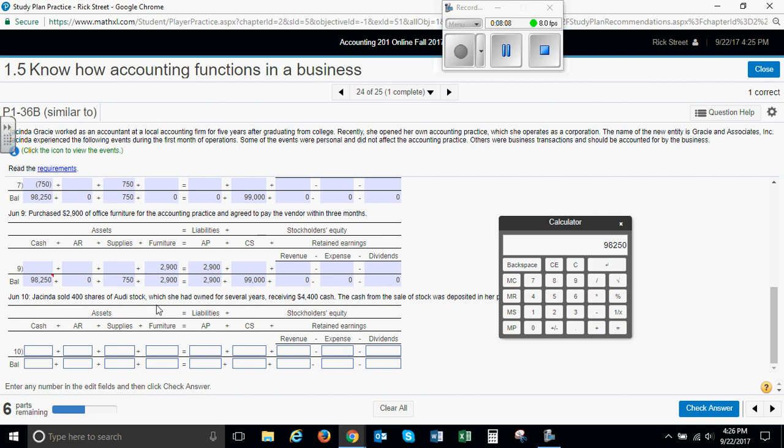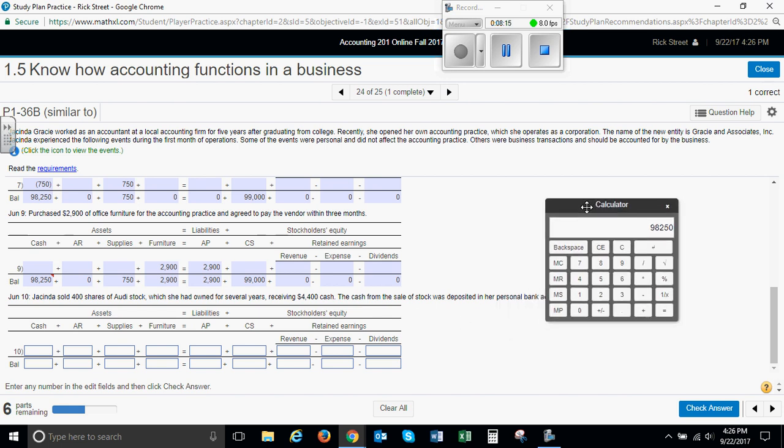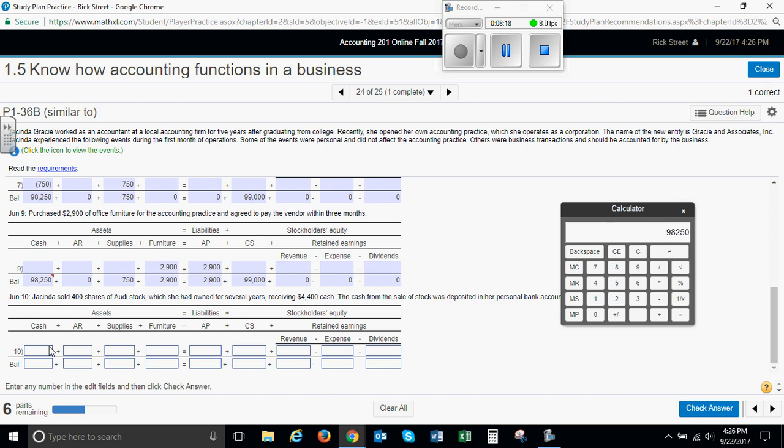All right, so she sold some shares of stock. And she got $4,400 cash was deposited in her personal account. Okay, again, her personal account. So no transaction has occurred. We're just going to bring down our balances. And this time I'm going to do it properly. And pretty sure we got that one correct.